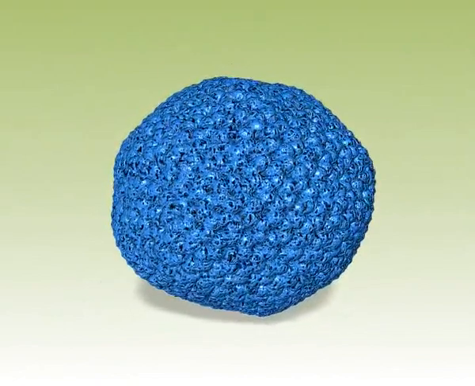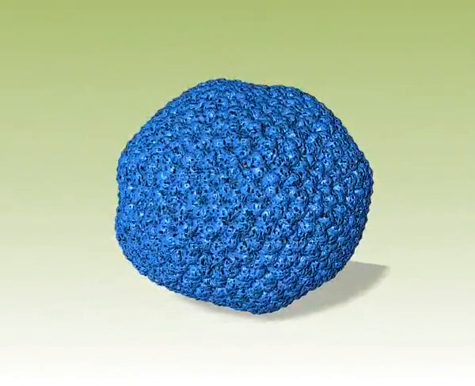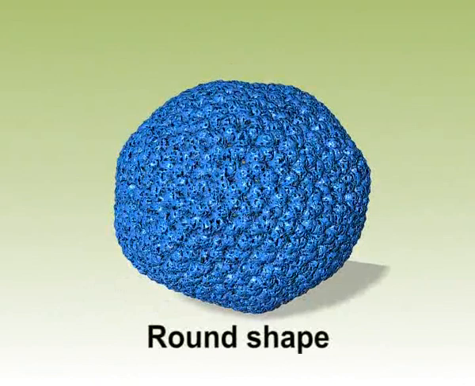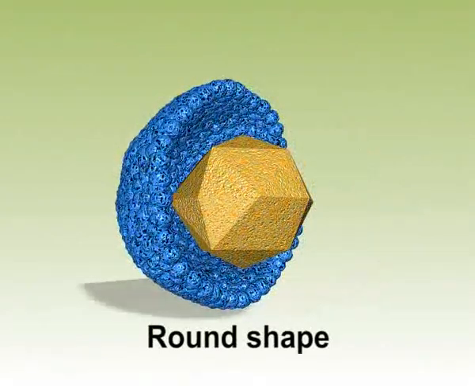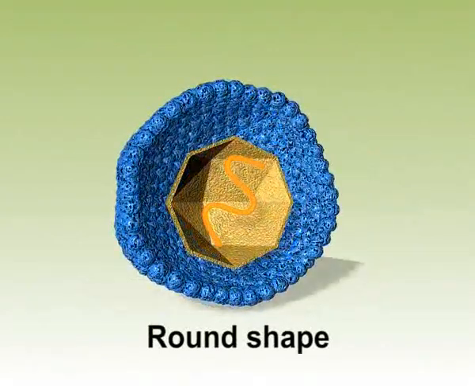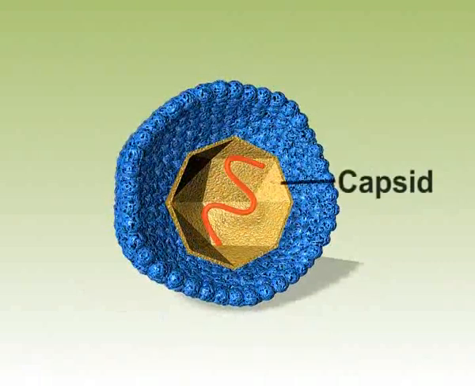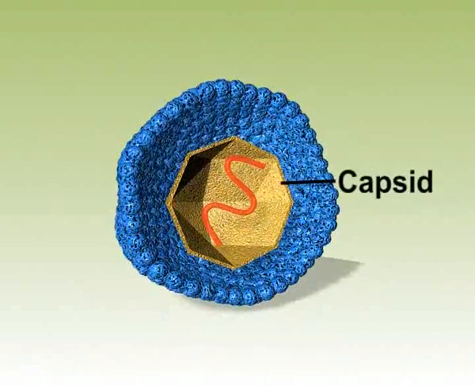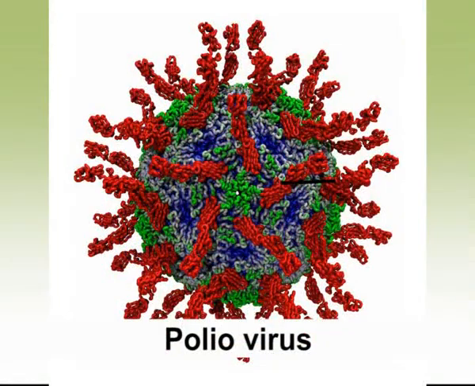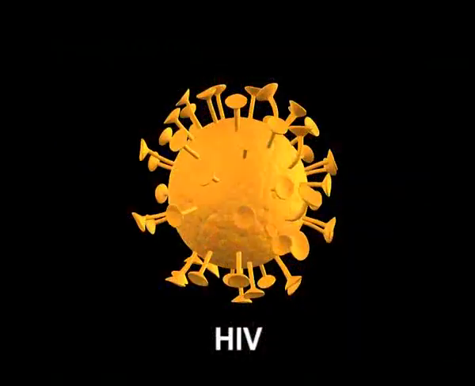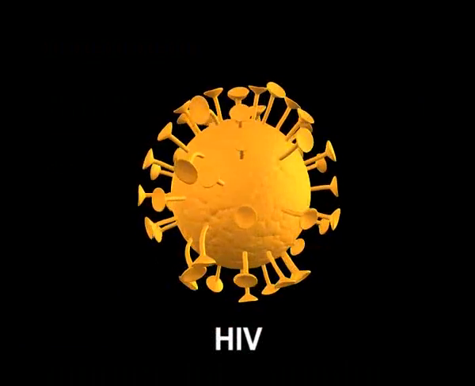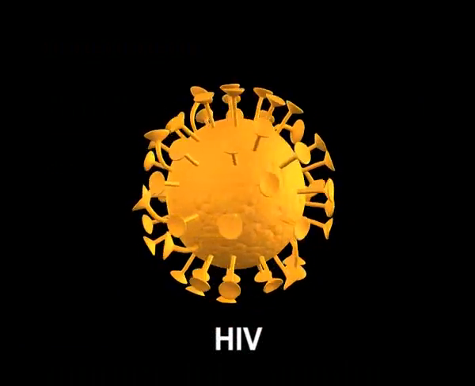Another most common shape of virus is this round shape. It consists of nucleic acid surrounded by a many-sided capsid. The poliovirus and virus causing AIDS, that is HIV, are of this shape.